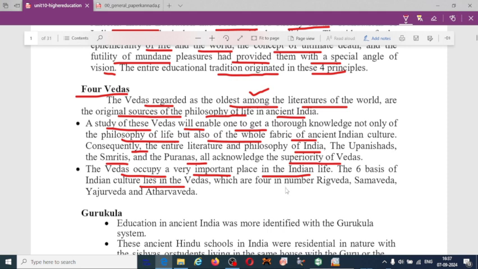There are four in number. First one is Rigveda, Samaveda, Yajurveda, and Atharva Veda. These are the four principal Vedas that we have: Rigveda, Samaveda, Yajurveda, and Atharva Veda.